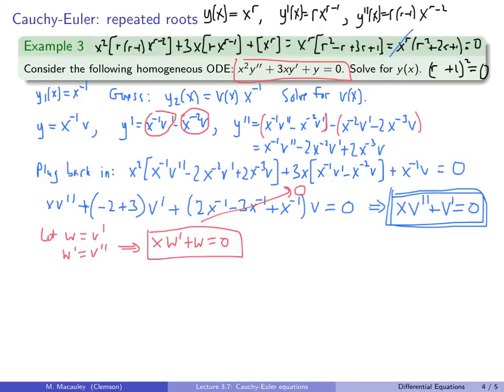So let's solve for w, and then once we have w, then we just integrate that to get v. So how to solve for w? We can separate variables. Yeah, let's separate variables. I was going to say we could do the integrating factor, but separating variables, when we can, it works. Okay, so let's write this as x times dw/dx equals negative w.